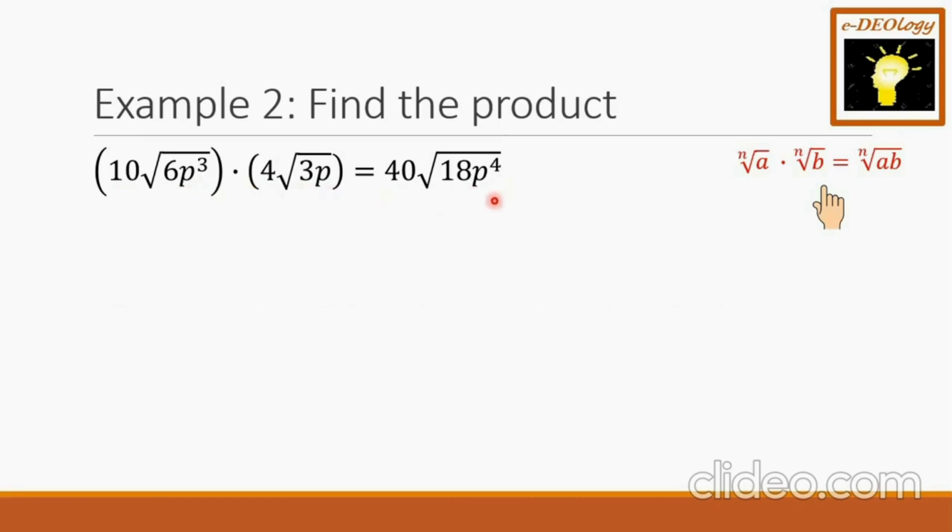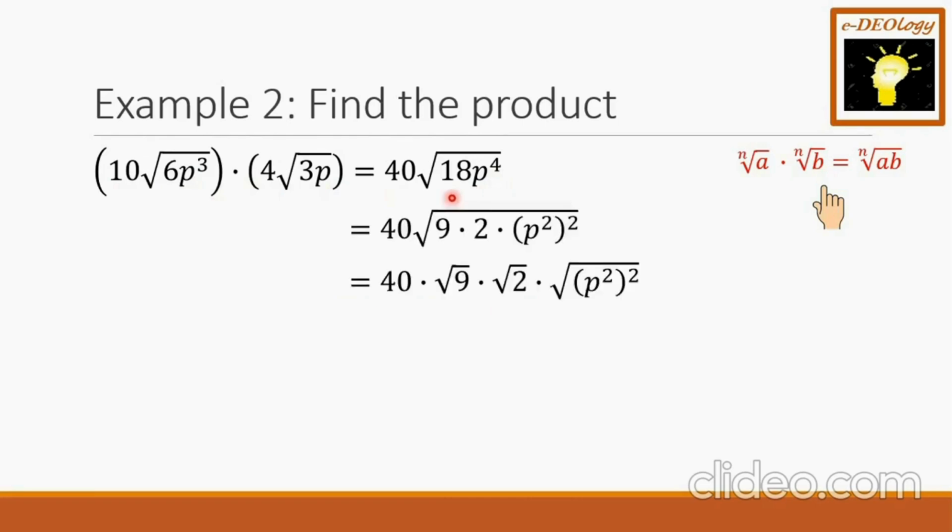So this is our answer. But I observe our radical here can still be simplified. So what we'll do, we're going to factor out 18 into two numbers such that one must be a perfect square. So that is 9 times 2. The number 9 is the perfect square number. For the p raised to 4, we're going to show that this is p squared and again squared. After that, we're going to distribute the radical to each of the terms inside the radical symbol.